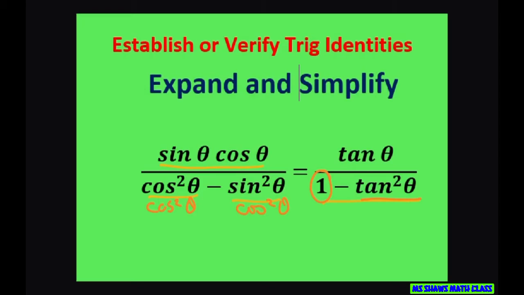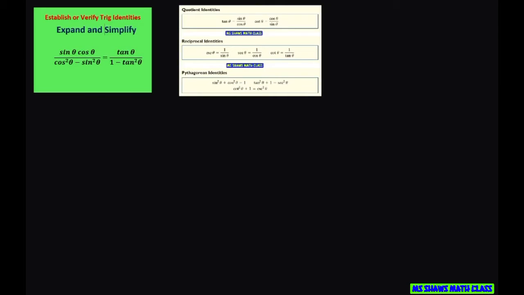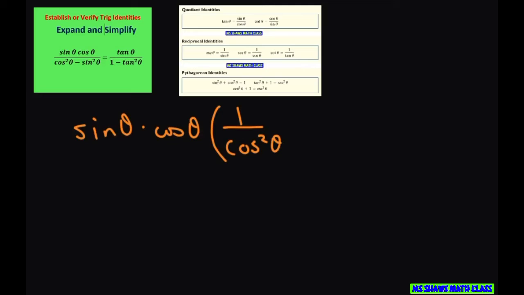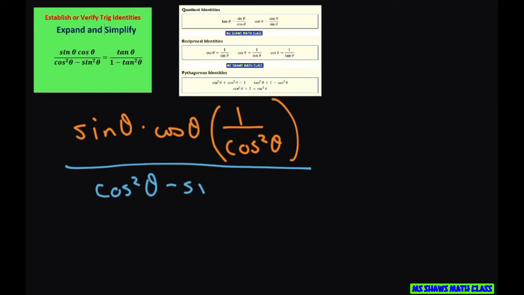So what I'm going to do is take my problem and look at sine theta times cosine theta. And I'm going to multiply this by 1 divided by cosine squared of theta, or it's the same as dividing by cosine squared. And also do my numerator or denominator that way. So I get cosine squared of theta minus sine squared of theta. And I also want to multiply it. You have to do both the numerator and the denominator the same way.